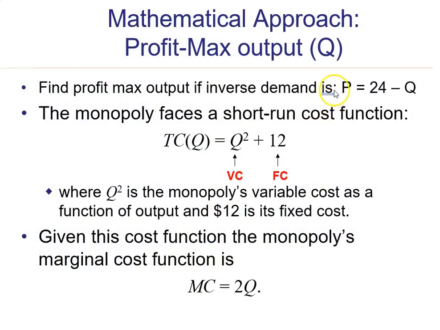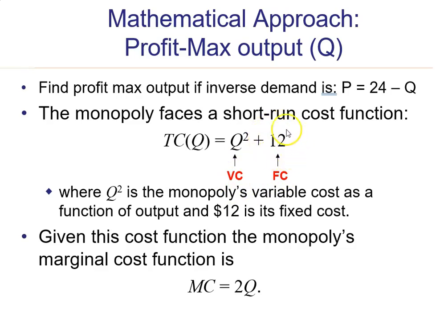So here's our inverse demand. Price is equal to 24 minus Q. And the task at hand is to find where a monopolist chooses the profit maximizing output. I also need to discuss with you the total cost function. The monopolist faces this total cost function as a function of Q. Total cost is equal to Q squared plus 12. And here in red, I pointed out which part is the variable cost and which part is fixed cost. This part's fixed cost because there's no Q involved here.